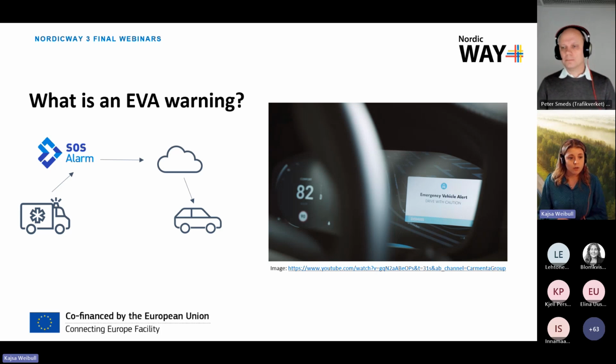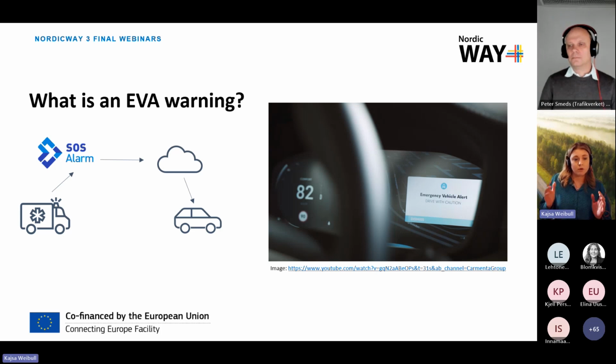On the left here, we can see a very simplified version of the technical solution we used in NordicWay. We're starting off with a single emergency vehicle, in this case the ambulances and the fire trucks. And via SOS Alarm, which is the public safety access point in Sweden, we have the current positions of all emergency vehicles in Sweden that are on prioritized calls, meaning that they are driving with either lights and sirens or only lights. In other words, life is in danger.